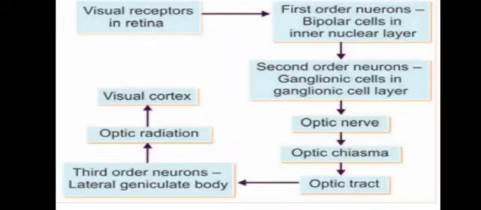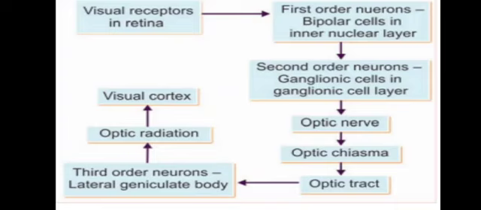This is a flowchart of the visual pathway, in which we start with the visual receptors in the retina, which are the bipolar neurons, the bipolar cells in the inner nuclear layer of the retina. The second order neurons are the ganglionic cells in the ganglionic cell layer of the retina. They form the optic nerve, then the optic chiasma and optic tract. This is the course of the visual pathway, and it reaches the third order neuron, which is the lateral geniculate body. This forms the optic radiation, and finally these fibers reach the visual cortex.